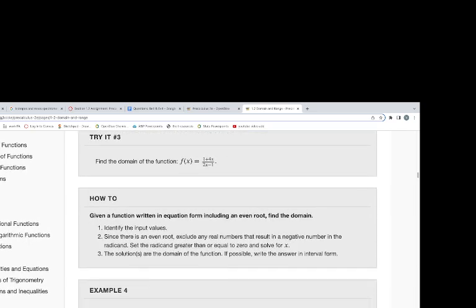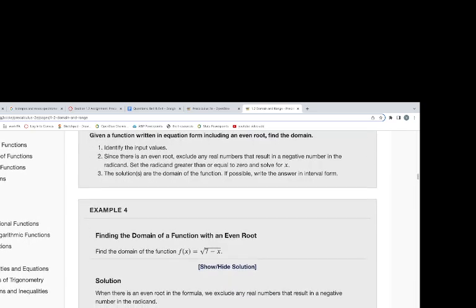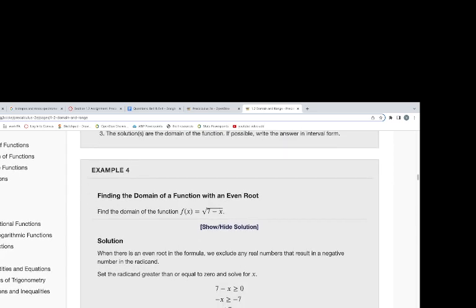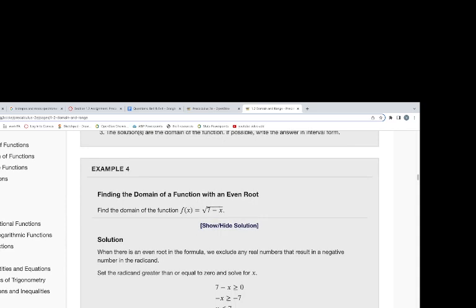If you have an even root, first you're going to have to set the radicand greater than or equal to 0 to solve for x, because you cannot have the square root of a negative number, because we do not use imaginary numbers in pre-calculus. After you set the radicand greater than or equal to 0, you want to solve for x, because we know that square roots cannot be imaginary numbers. So when you solve that, you get x is less than or equal to 7.